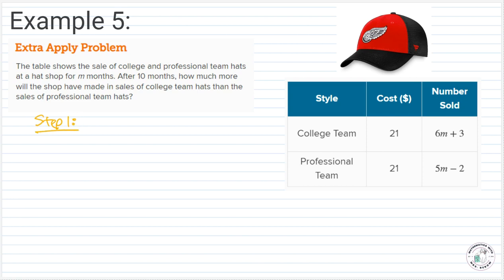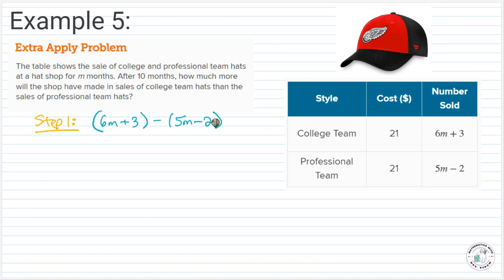So the way that this question's worded, how much more will the shop have made in the sale of college team hats than the sale of professional team hats, tells us that the college team's hats are the greater amount. So we're going to have the college team, so 6M plus 3. We're going to find the difference, again, how much more, and then we're subtracting the 5M minus 2.